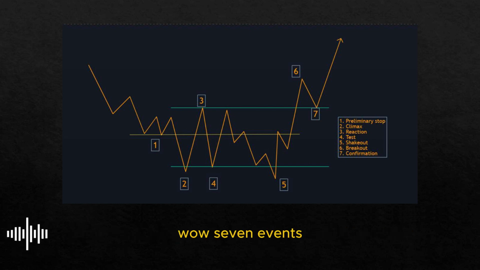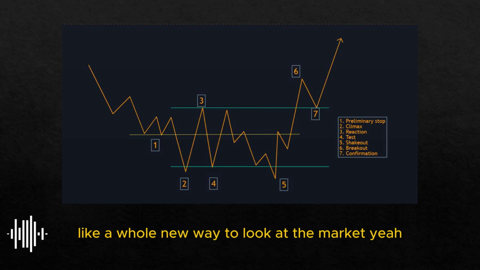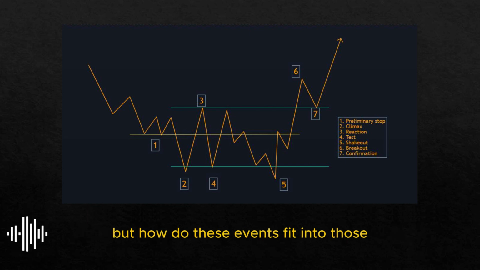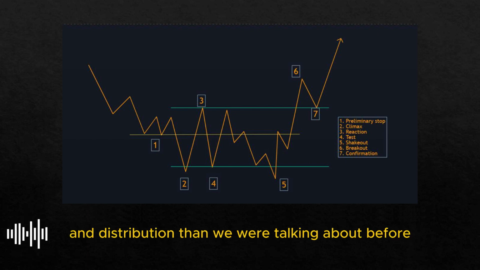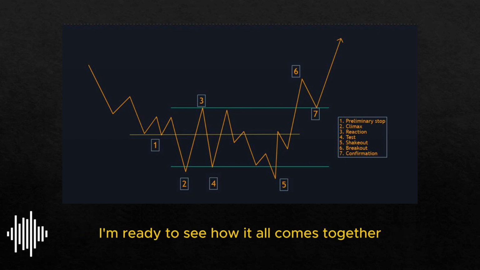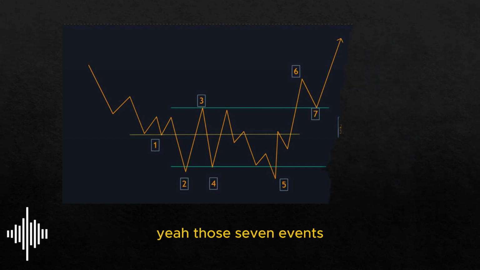Wow. 7 events, each with its own little psychology and purpose. It's like a whole new way to look at the market. But how do these events fit into those larger phases of accumulation and distribution that we were talking about before? I'm ready to see how it all comes together. All right, so we're back, diving deeper into Wyckoff. Yeah, those 7 events. You really had me on the edge of my seat. Right. It's a whole market drama unfolding. But how do we actually put those clues together to see those accumulation and distribution phases in action? Like, how do we spot them?